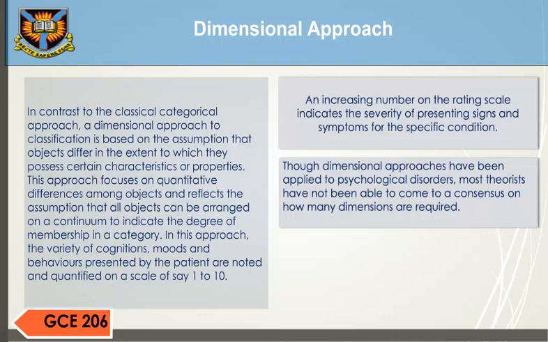In this approach, the variety of cognitions, moods, and behaviors presented by the patient are noted and quantified on a scale of, say, 1 to 10. An increasing number on the rating scale indicates the severity of presenting signs and symptoms for the specific condition. Though dimensional approaches have been applied to psychological disorders, most theorists have not been able to come to a consensus on how many dimensions are required.